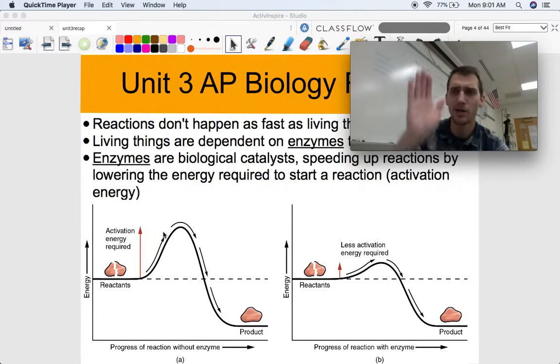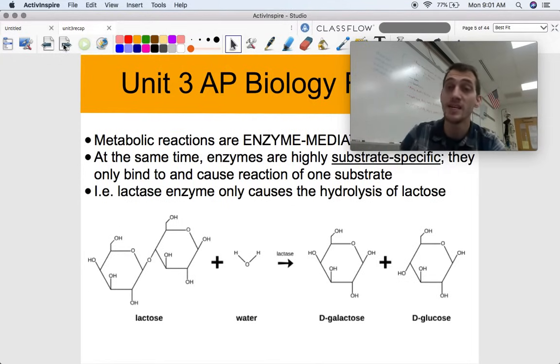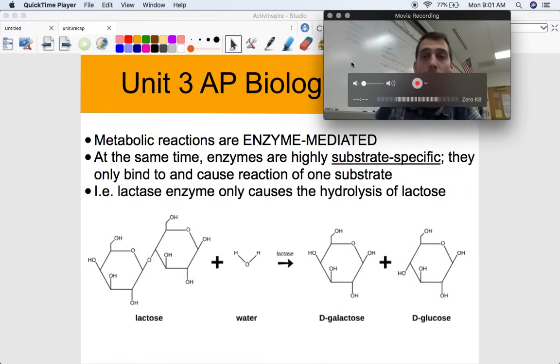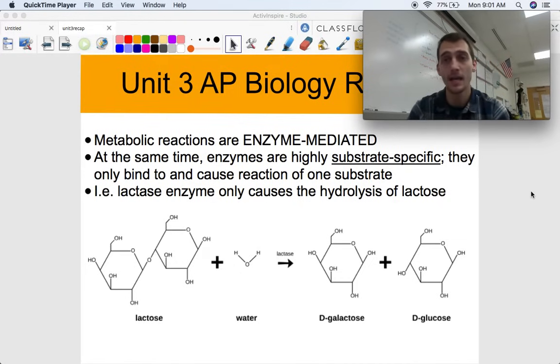There's a much higher peak here on this first graph, and a lot more energy is required to go from reactants to products, but when you use an enzyme, it's a lot less energy, and thus that speeds reactions up. Metabolic reactions, so all the catabolic and anabolic reactions, the ones that are breaking down and building up, are enzyme mediated. They need enzymes in order to function properly. Without them, you're not going to be taking in nutrients, you're not going to be metabolizing, you're not going to be eliminating waste, and therefore you're not going to be alive.